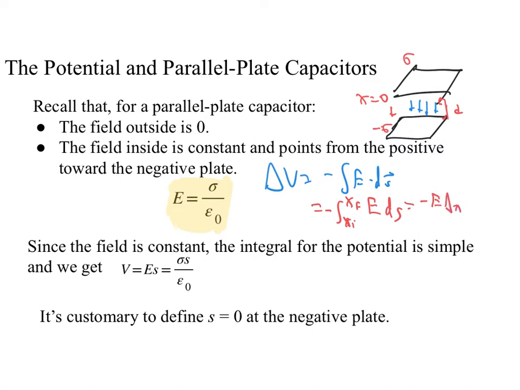Getting back to what we said before, which is that E is minus delta V over delta x. So in this case, it's really easy because everything is constant. And so we can figure out a relatively simplified form for the voltage as a function of the distance s from the positive plate, which is just sigma s over epsilon naught. Customary to define the distance actually as s equals 0 being the negative plate, so that the positive plate is at higher potential, at some higher positive potential.